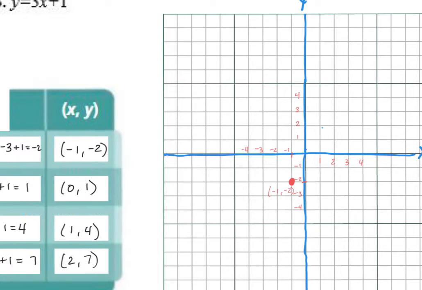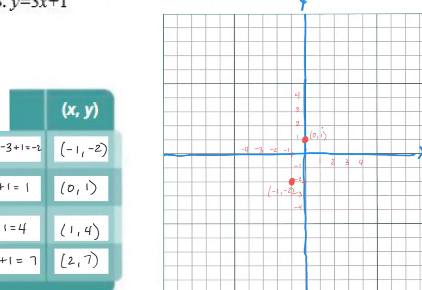Where is 0, 1? Tessa? In the origin of 1. Good. Up 1. Just right here. Beautiful. Okay? If one of your coordinates is 0, that means that you're going to lie on one of the axes. So you're going to either lie on the y-axis or you're going to lie on the x-axis. If they're both 0, then you're at that middle point right in the middle. Okay? All right. So that's 0, 1.